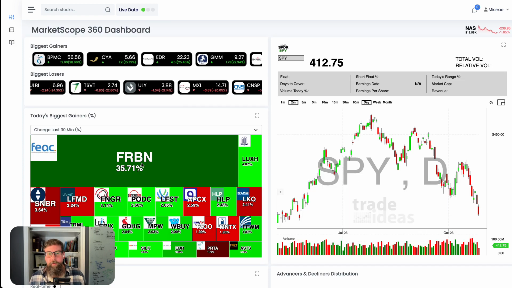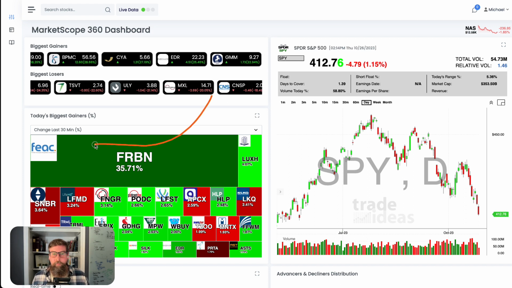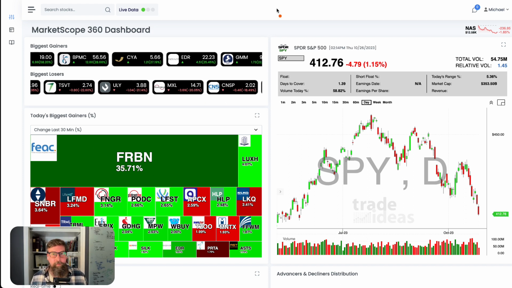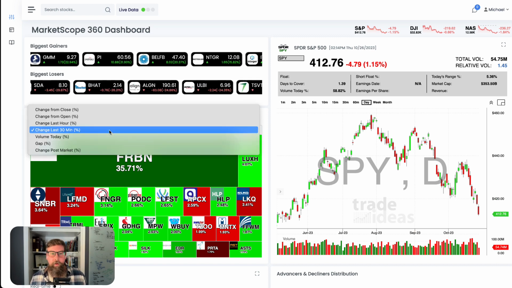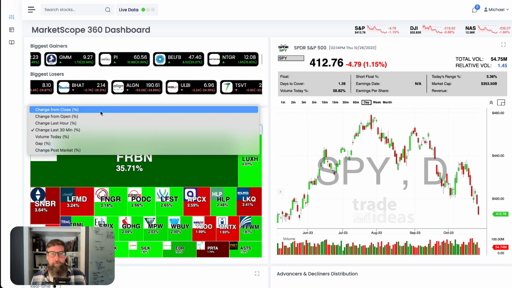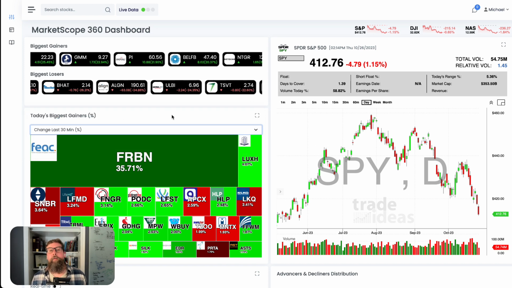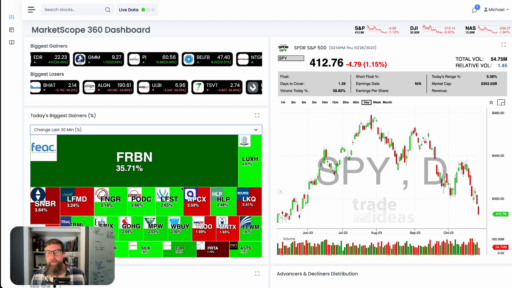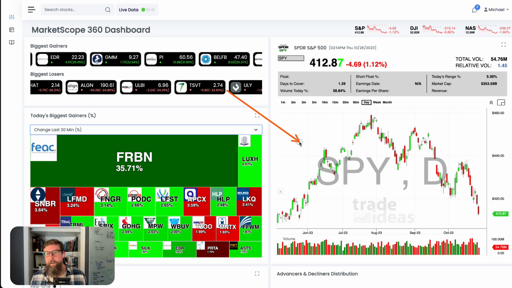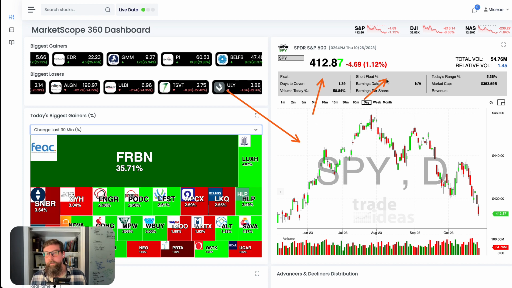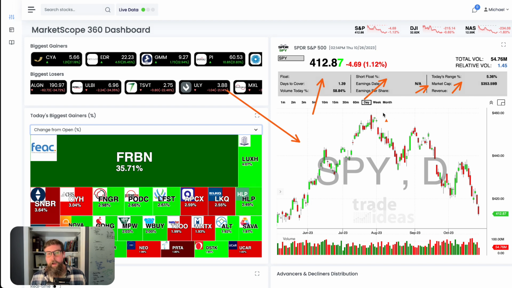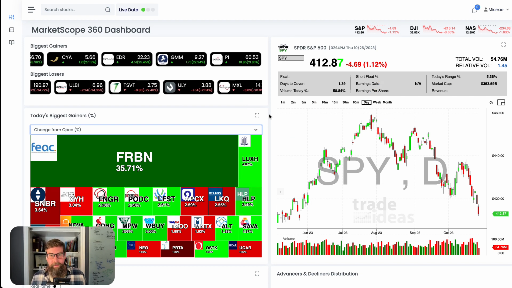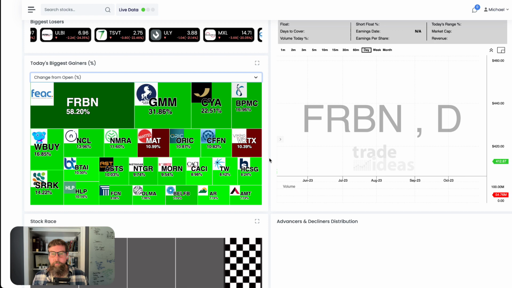But yeah, so we have right here, I expect that to be an arrow. We have right here, change the biggest from the open, from the close, in the last 30 minutes. Let's see what's the biggest stock move from the open today. And we can rank these for you. We have a chart right here with some fundamental data all kind of set aside for you. You can actually try this right now for free with delayed data just by going to tradeIdeas.com.